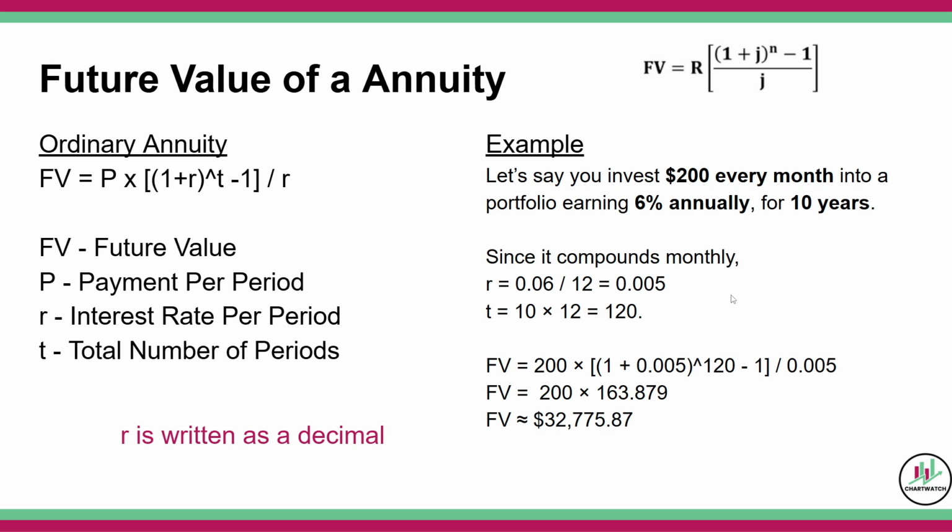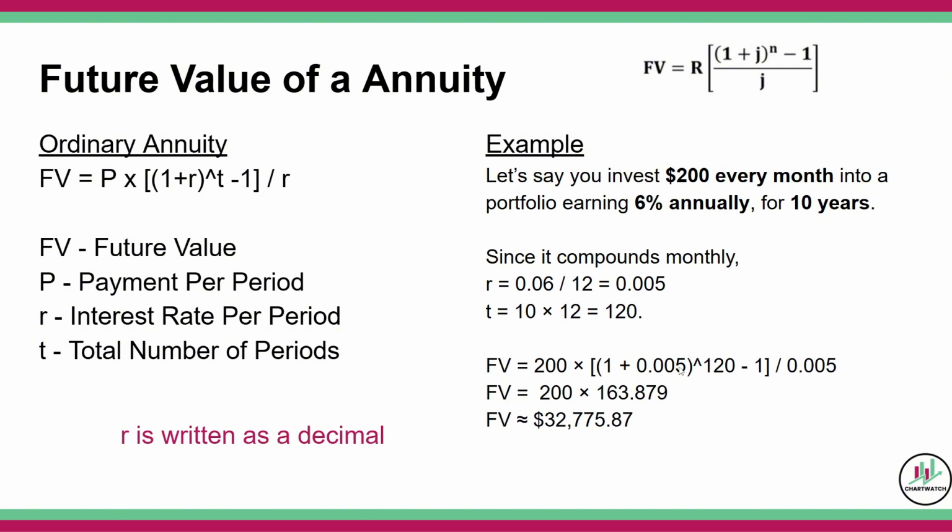In this example, you invest $200 every month into a portfolio earning 6% annually for 10 years. Now, the catch is that 6% is annual. First we convert the 6% into decimal form, which is 0.06. Since we're compounding monthly, we need to convert the annual rate into a monthly rate. We take 0.06 divided by 12, and our monthly rate is 0.005, so it's 0.5%. And since it's 10 years and monthly, we take 10 years multiplied by 12 months to get 120.